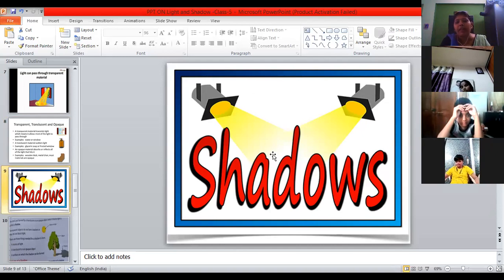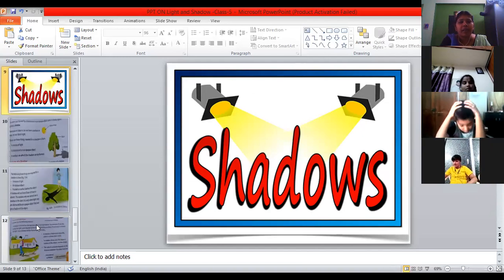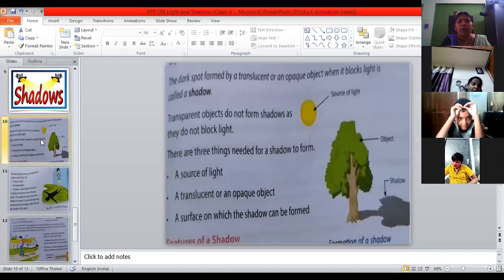So till now, what did we discuss, children? We have discussed light. Now we have to discuss shadows. What is the meaning of a shadow? A dark spot formed by a translucent or an opaque object when it blocks the light is called a shadow. What is a shadow, children? A dark spot formed.